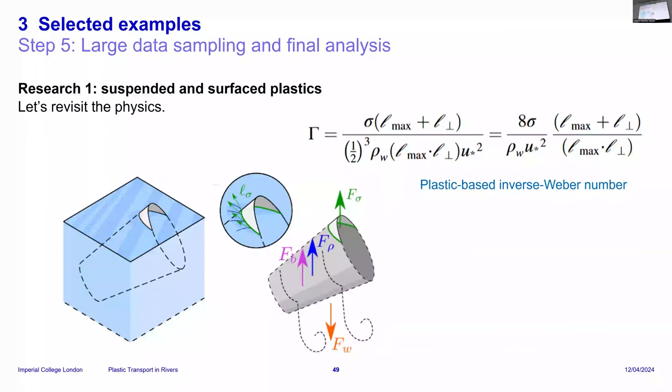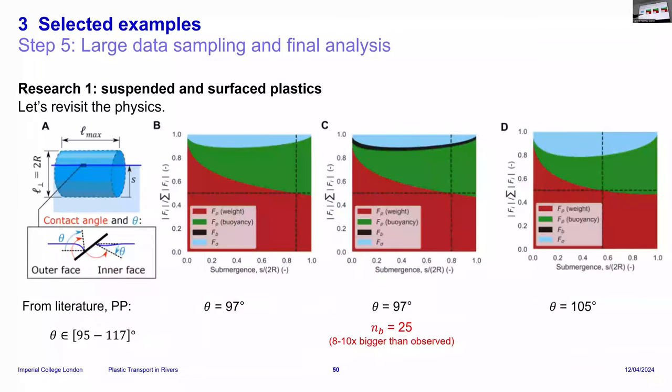Not convinced enough, because we came to this conclusion after doing the experiments. I had some collaborators who are very paranoid, and this is good for the research. So we continued asking ourselves, is this correct? So we evaluated the forces. We take a plastic cup, we immerse it to different submergence levels, and we can evaluate the weight, which is easy, the buoyancy, which is easy, and turbulence, which we don't know, so let's make it zero for now.